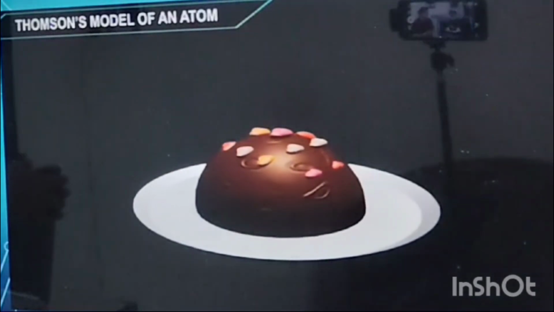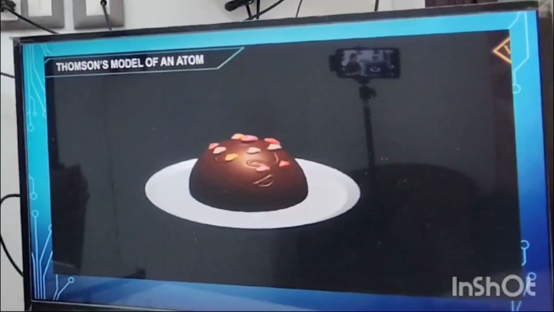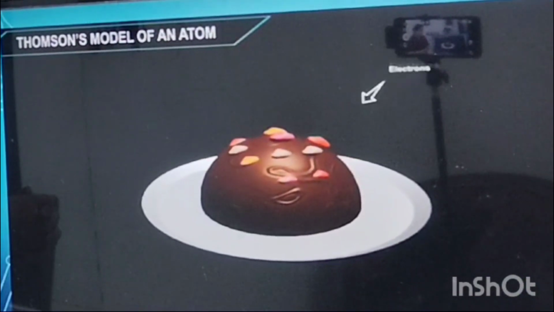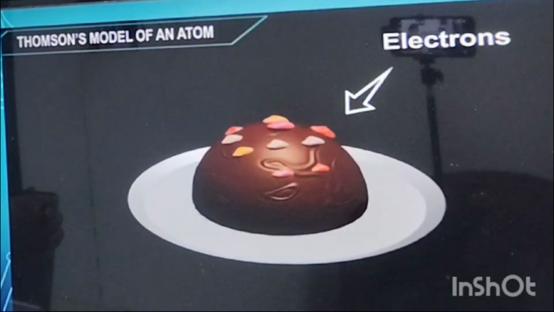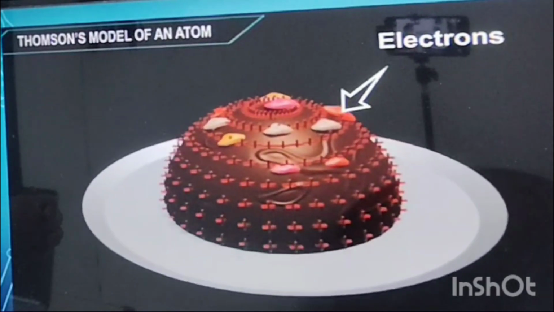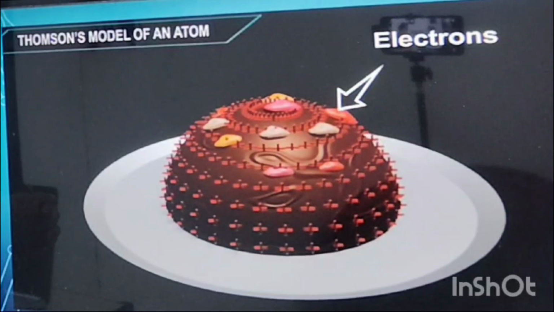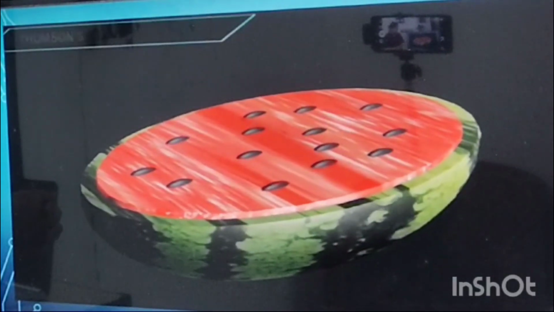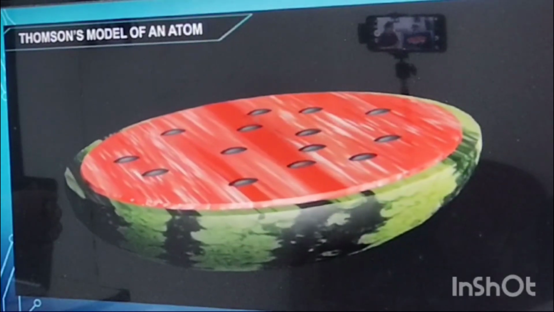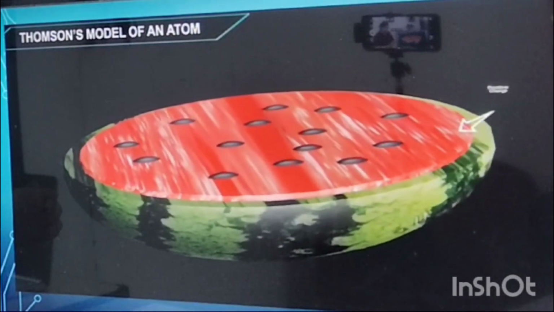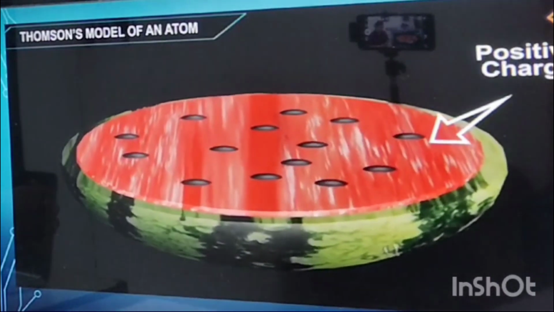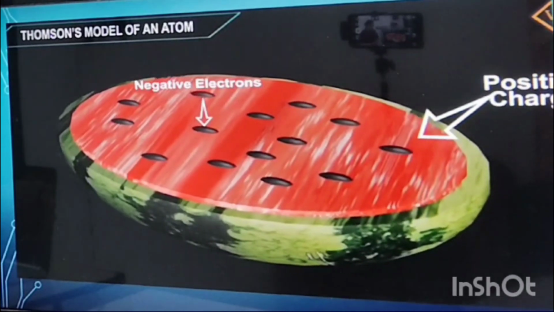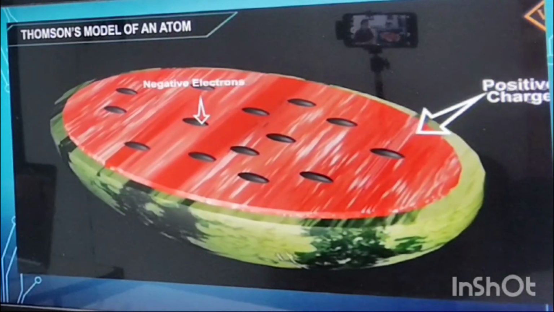Plum pudding model. Thomson's model, also known as plum pudding model. You can see that raisins compared to electron and the edible part compared to positive charge. Watermelon seeds compared to electrons, red edible part compared to positive charge. Negative seeds, negative charge, red edible part, positive charge.